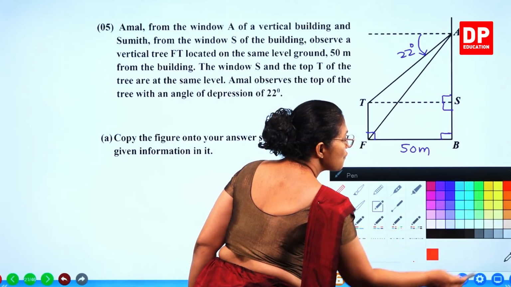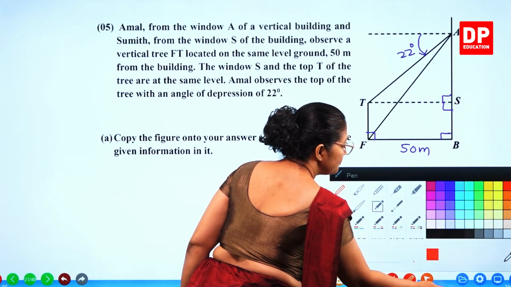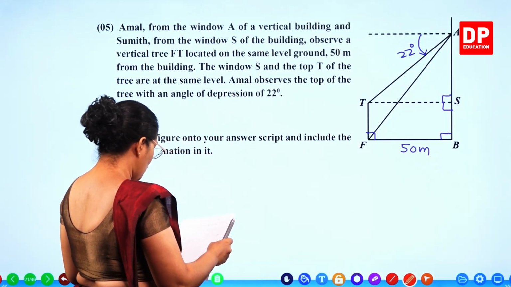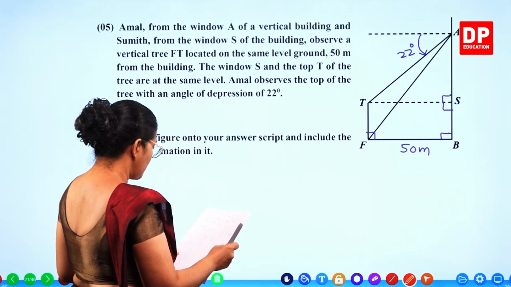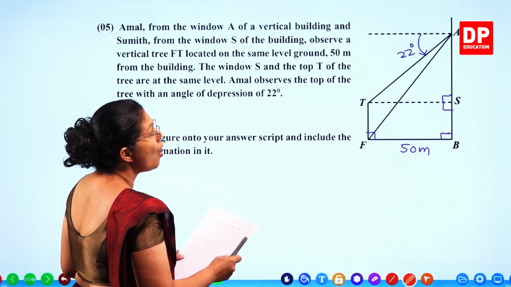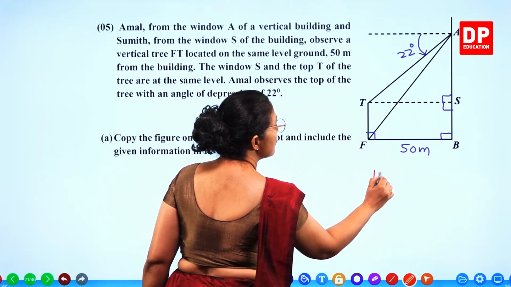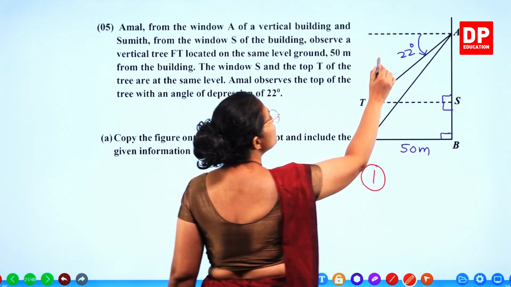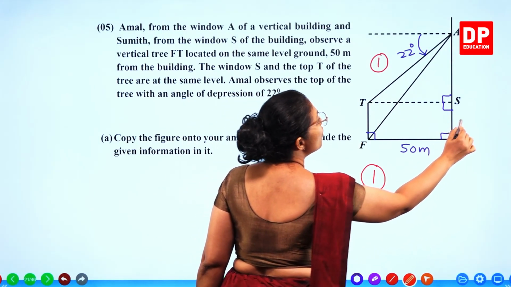So how many marks for this part? So you are getting 3 marks for marking these values. 1, 2, 3.